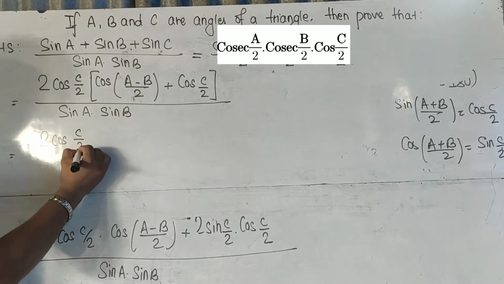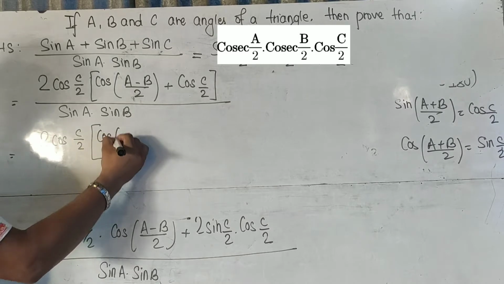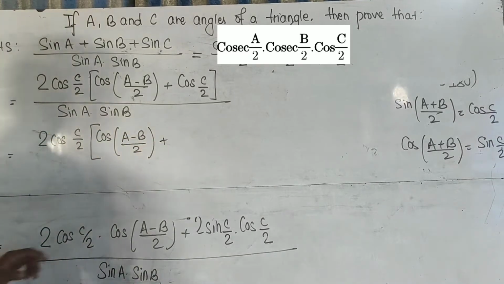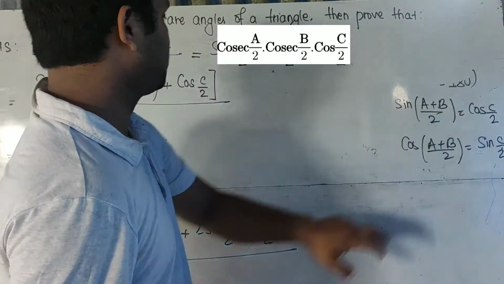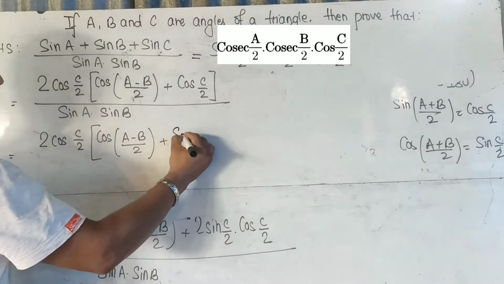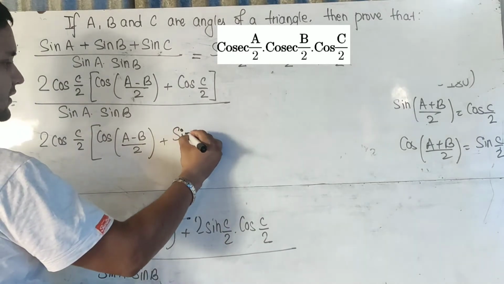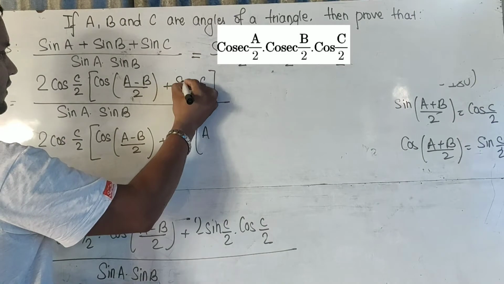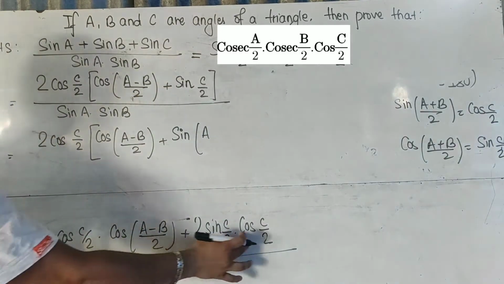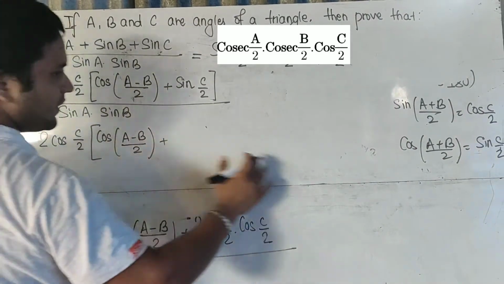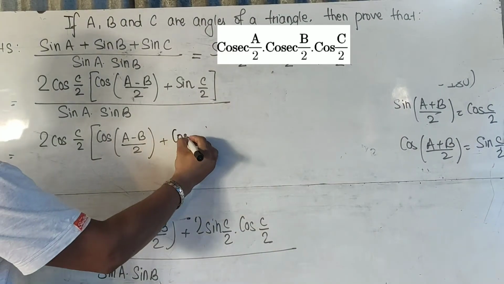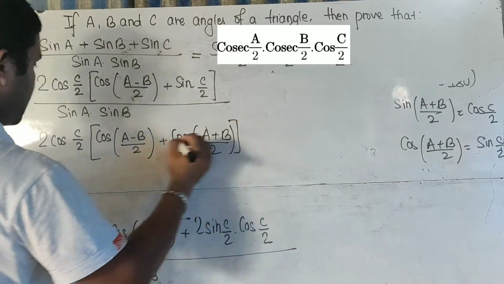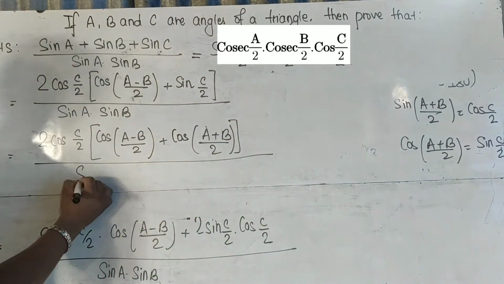2 cos C/2 times cos((A minus B)/2) plus... Now you have the value of cos(C/2) as sin((A plus B)/2). Sorry, you have sin(C/2) left after taking cos(C/2) common. The formula for sin(C/2) is cos((A plus B)/2), and you still have the denominator as sin A dot sin B.